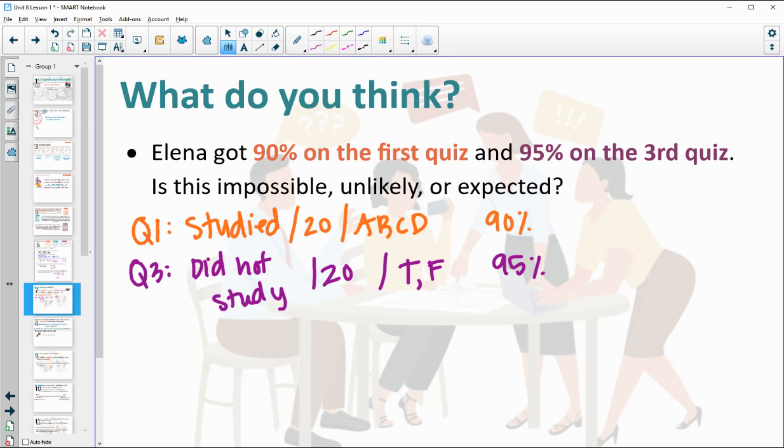Is it unlikely, or is it expected? Okay, so is this what you expected to happen, that she did better on the third quiz? No, we expected her to get a worse score on that third quiz. So it's not expected. Is it impossible? No. She could have guessed really well on this and just gotten a really good score. She was just a really good guesser, or really lucky. So it's not impossible, okay? But it is unlikely. Okay, so it's unlikely that she guessed 19 out of 20 questions correct on that, just at random, but not impossible.